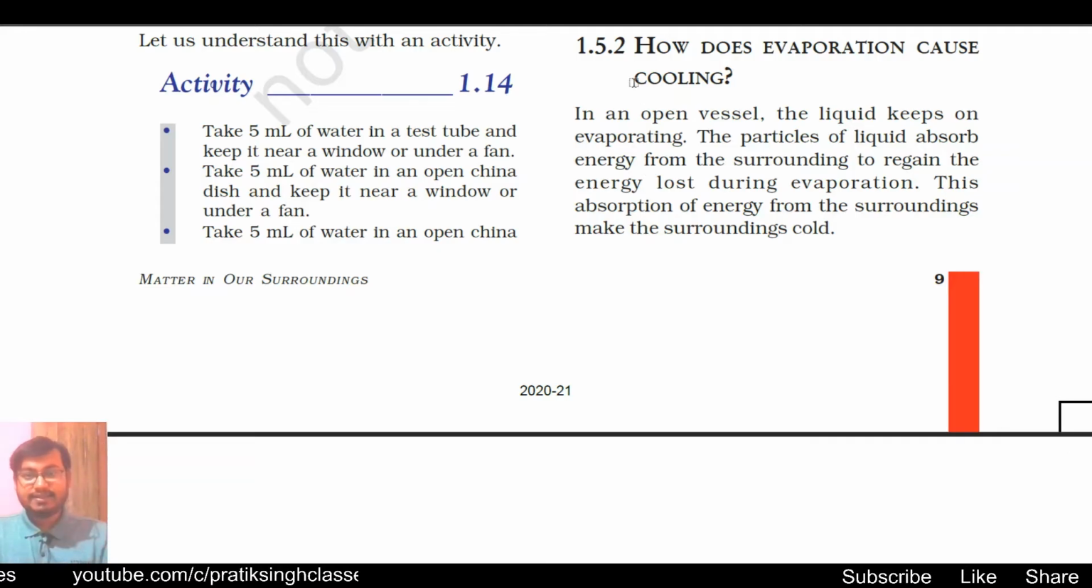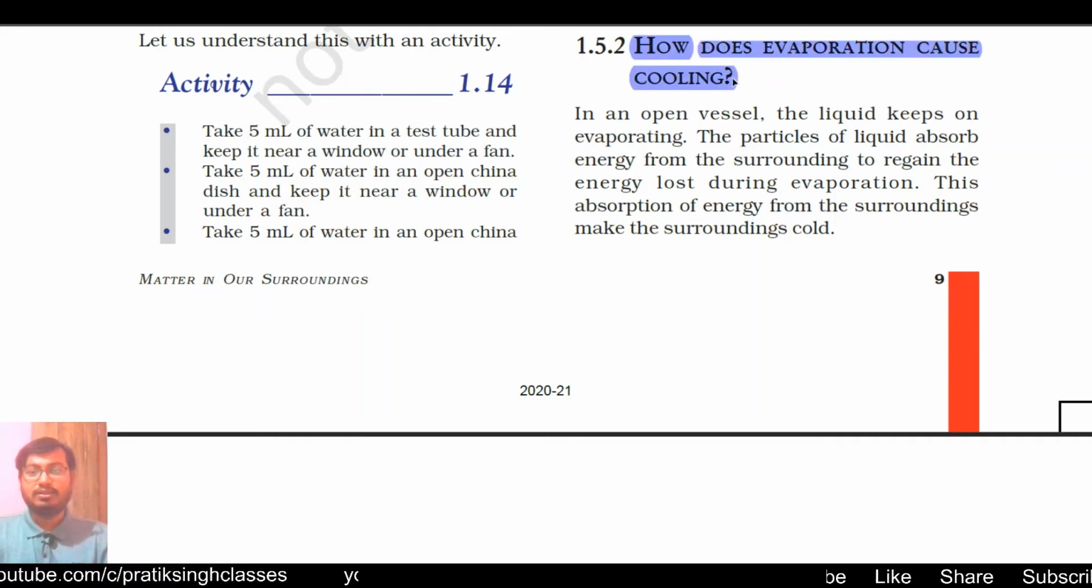Now let us start section 1.5.2, how does evaporation cause cooling? During summer days when you become full of perspiration, and you sit under a running fan, you feel cool, and the perspiration dries up fast. Is it possible that the drying up of sweat has made you feel cool? We will see here.